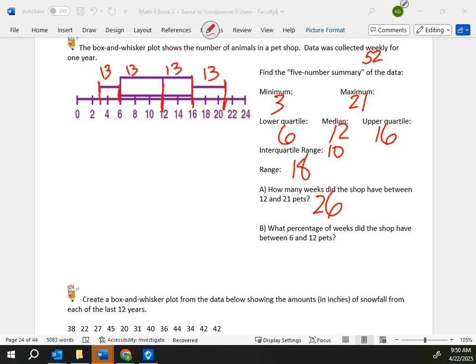So on your help sheet, you can have a blank box and whisker, no numbers, but you can label the parts of it to help you remember those 5 points: the minimum, the maximum, the median, lower quartile, and upper quartile. That shows us our 4 parts. If you draw those lines, you can easily see our 4 sections.